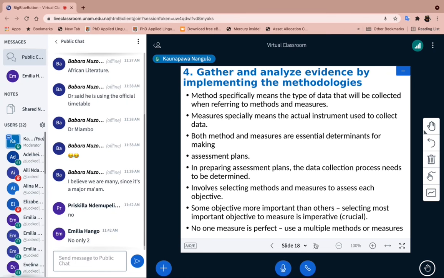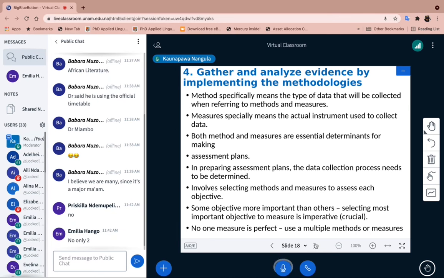When we are talking about methods and measures, methods mean the type of data that will be collected, and measures mean the actual instruments that you are using to collect the data. Both the methods and the measures are very important in making the assessment plan, all right? Because obviously you want to know what instruments you are going to use and what kind of data you are going to use.